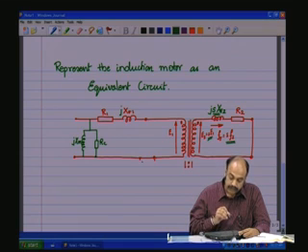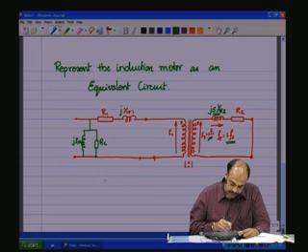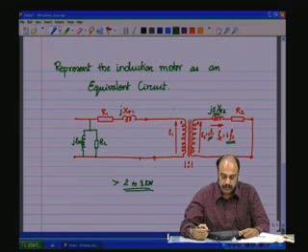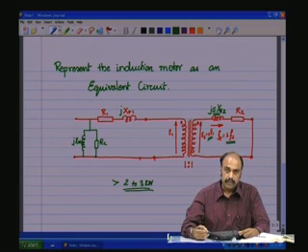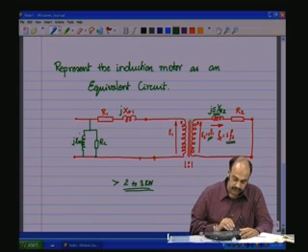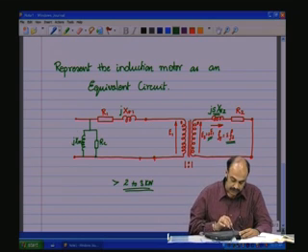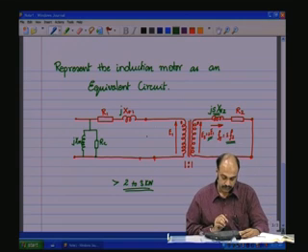So this would be the modified equivalent circuit for higher powers, that is, for powers greater than, let us say, 2 to 3 kilowatts. This can be safely used without much error. But if it is fractional horsepower motors, then we have to use the more accurate model, which means that the magnetizing component will come in between.